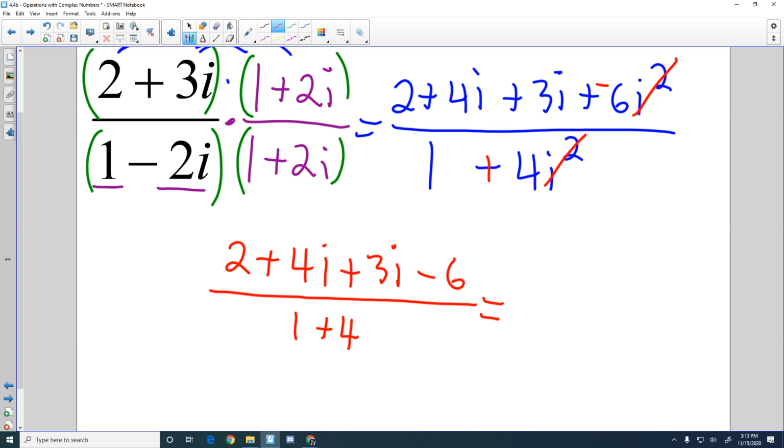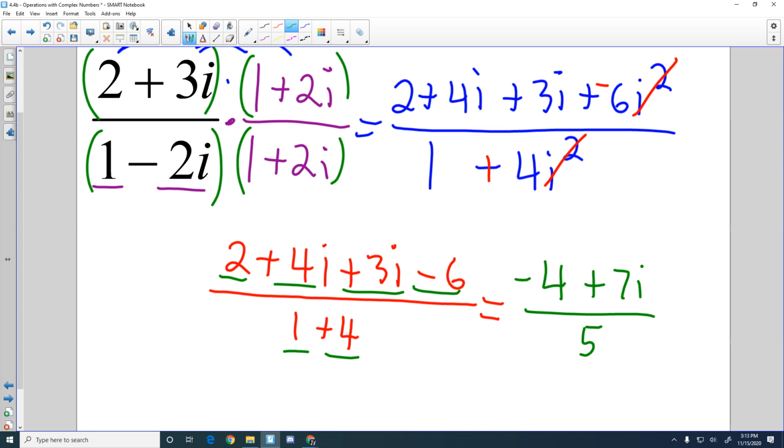And of course, there are like terms in the numerator and in the denominator that we can combine. In the numerator, I'm going to start by combining my real parts. 2 minus 6 is negative 4. Then combine the imaginary parts. 4i plus 3i equals 7i. In the denominator, well, these are both real numbers, so just add them up. 1 plus 4 is 5. And all 3 of the remaining terms, the negative 4, the 7, and the 5, don't have any common factors, meaning this is already simplified. It's our final answer. We no longer have an imaginary number in the denominator, which means that denominator is rationalized.